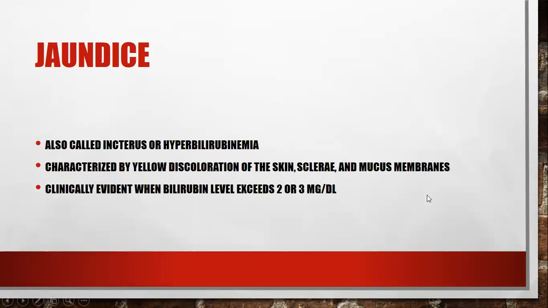A common manifestation of the accumulation of bilirubin is jaundice, also termed icterus, or hyperbilirubinemia. This is characterized by yellow discoloration of the skin, the sclerae and mucous membranes, and is clinically evident when the bilirubin level exceeds 2 or 3 milligrams per dL.